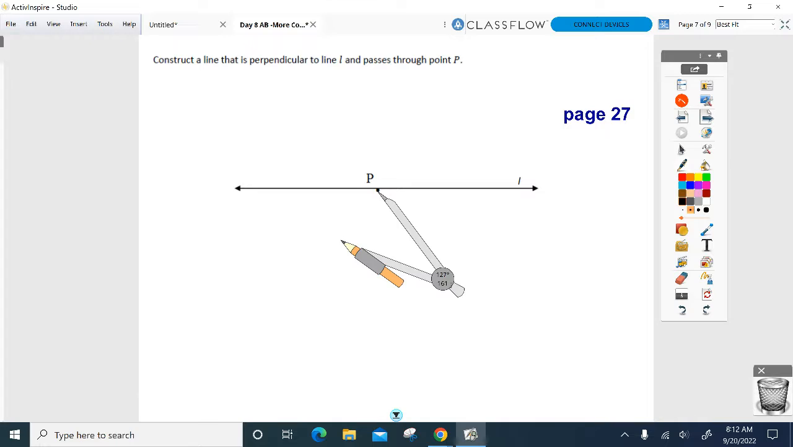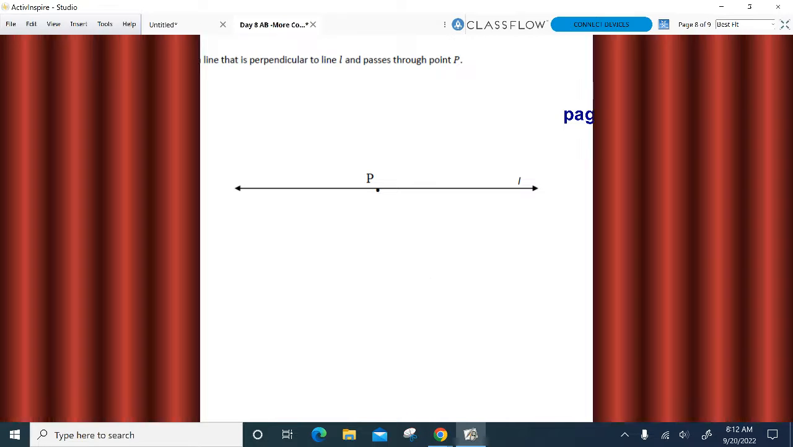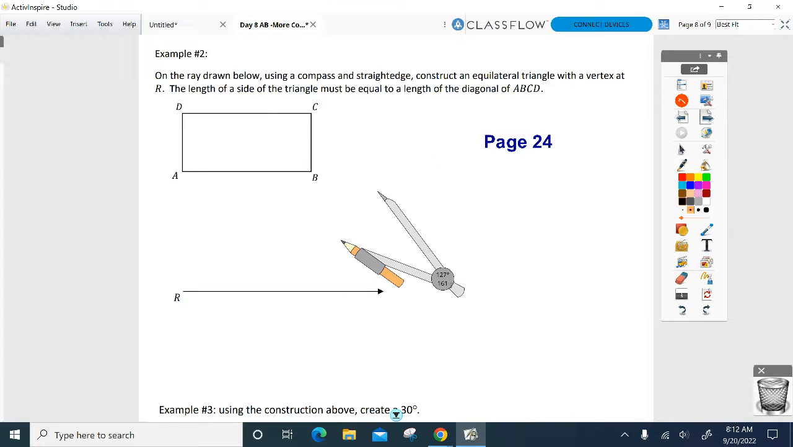Perfect. Good. Everyone's putting the right angle symbol on there too. Good. All right. So you guys know how to do a bisector now. You know how to do a perpendicular line. So we're going to go to one more unique construction. We're not going to do all of them in your notes here. We're going to go to page 24 now.